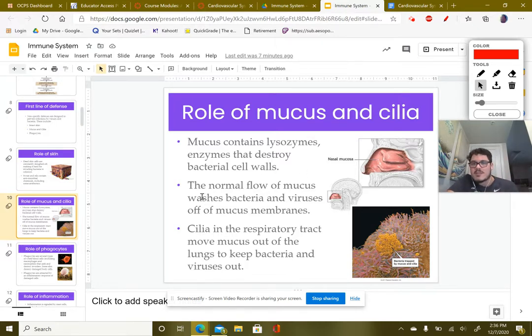The normal flow of mucus washes bacteria and viruses off of mucous membranes. And what helps with that are these cilia. Remember, we talked about cilia. You find them inside the trachea. They're microscopic hairs. The cilia in the respiratory tract move mucus out of the lungs to keep bacteria and viruses out. So they actually grab onto mucus, and guess what's on the mucus? Because it's like a glue, it's going to grab onto bacteria and viruses, and then you're going to expel it out of your system in hopes that it never infects your lungs. Is it perfect? Far from it. This filtration system is not ideal, but it's better than nothing, right?